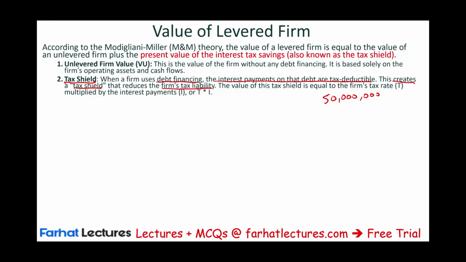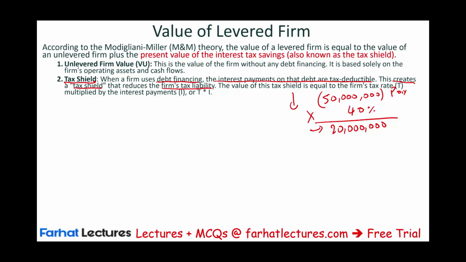Is this really $50 million? Well, yes, we have to write a check for $50 million. However, this $50 million is a deduction. And our tax rate is 40%. If our tax rate is 40%, this $50 million reduced our taxes by $20 million. How? Because we reduced our taxable income by $50 million. Yes, we have to pay this.